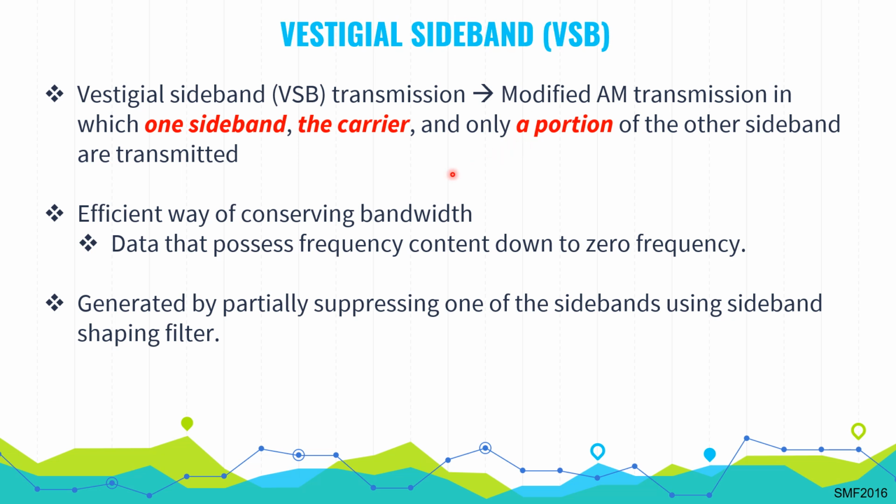VSB is an efficient way of conserving bandwidth, especially for signals that have frequency content down to 0 frequency, such as video signals. VSB is generated by partially suppressing one of the sidebands using a sideband shaping filter. This technique is commonly used in television broadcasting where bandwidth conservation is critical.